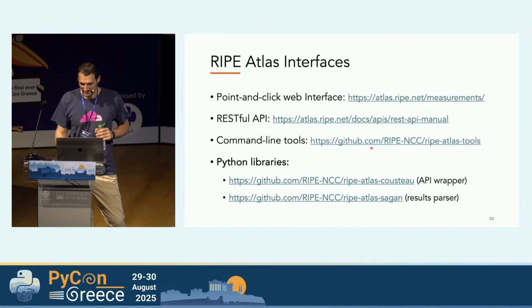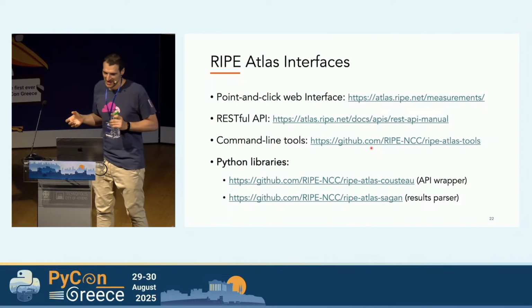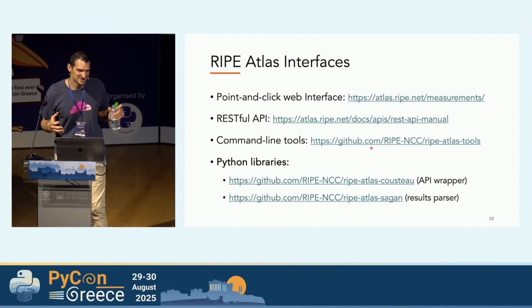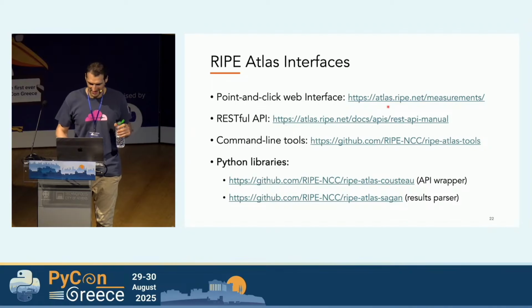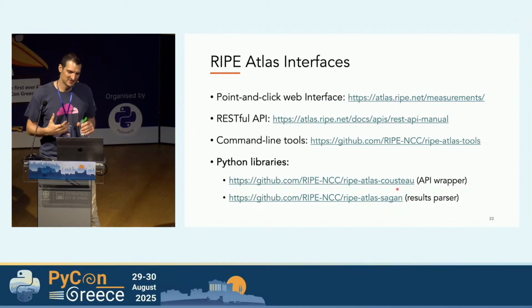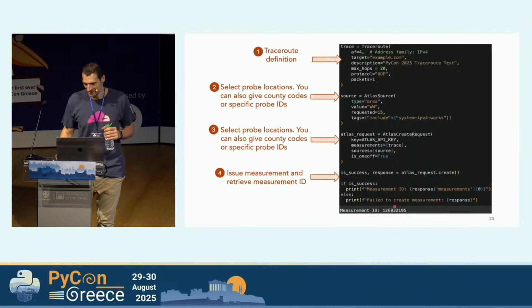And RIPE Atlas provides several ways to interact with it. It has a point-and-click web interface. It has a RESTful API. Most importantly for us, it has Python libraries. It has 2 Python libraries: RIPE Atlas Cousteau, which is a wrapper around this RESTful API, which makes it very easy to create measurements, and Sagan, which is a parser for the results. So let's see how easy it is.